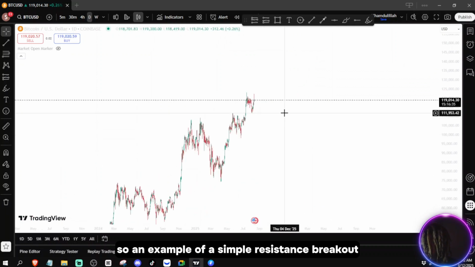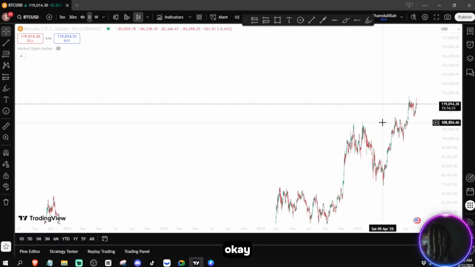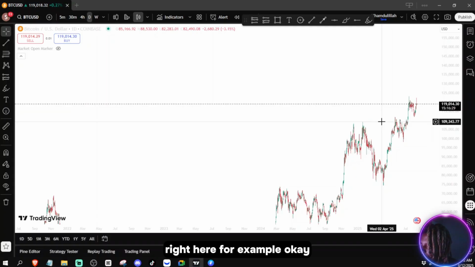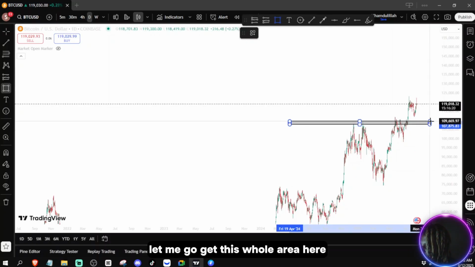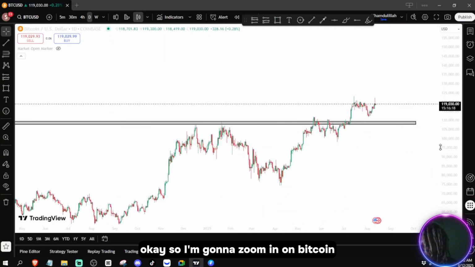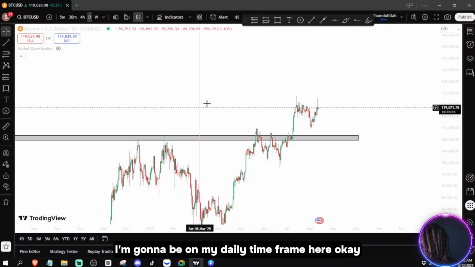So an example of a simple resistance breakout would be right here, for example. Let me go get this whole area here. I'm going to zoom in on Bitcoin, and I'm going to be on my daily time frame here.